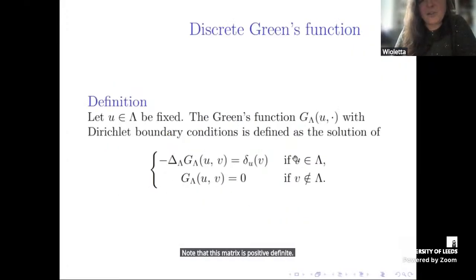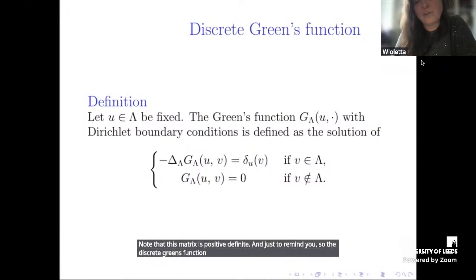And just to remind you, the discrete Green's function with Dirichlet boundary condition is just defined as the solution of this equation. So this is the delta_uv, for all v in my box, and outside I put 0. This will be important also later.